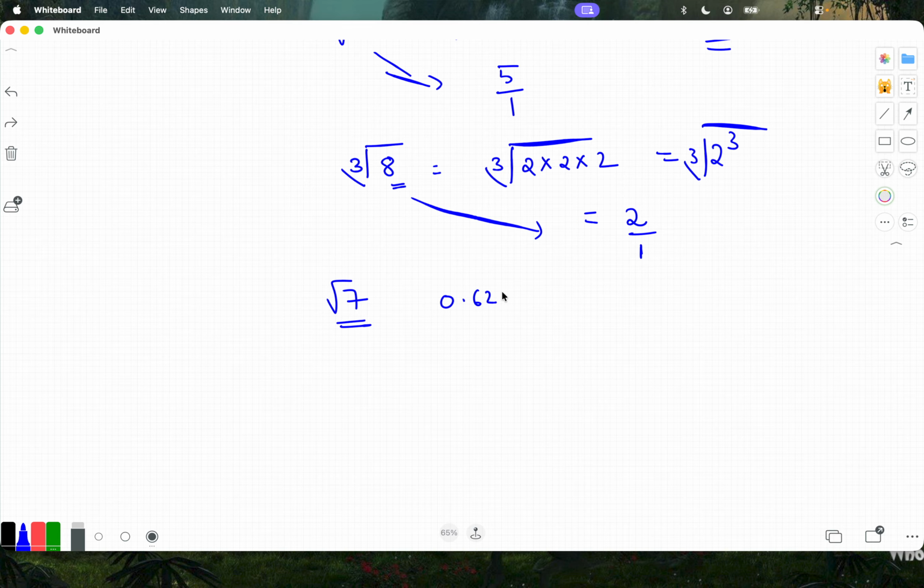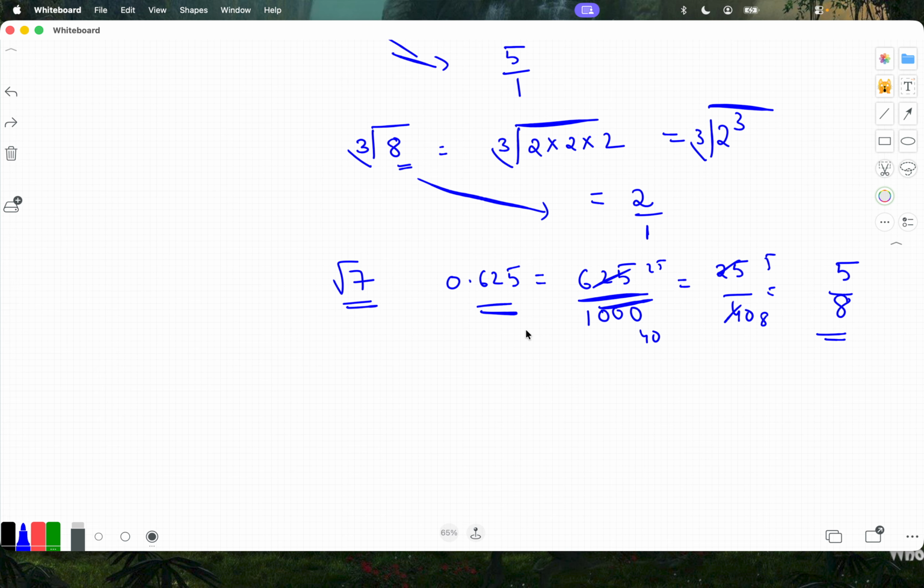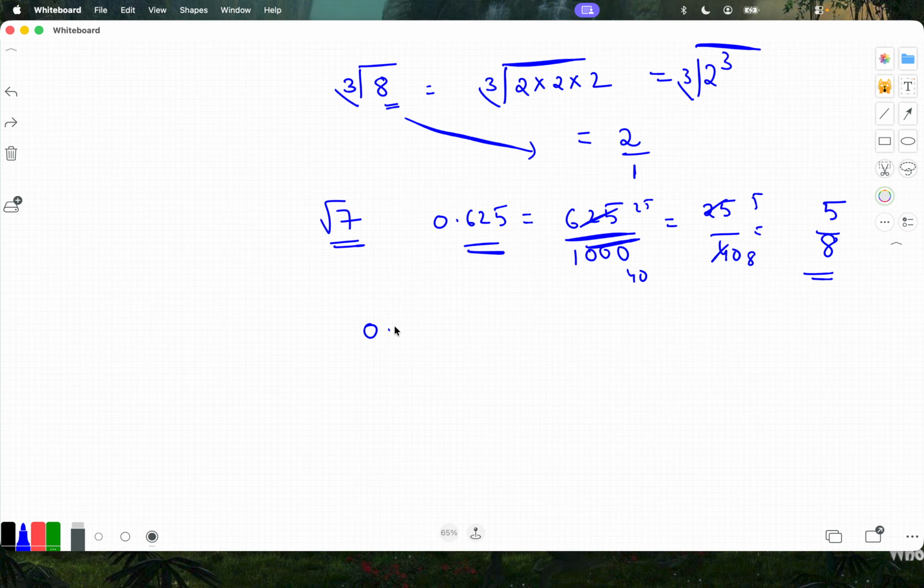Now 0.625, this can be written as 625 over 1000. You have 3 digits after the decimal, so you will write 1000. This can be simplified: 25 into 25 is 625, 25 into 40 is 1000, then 5 into 5 is 25, 5 into 8 is 40, so 5 by 8. So you can write 0.625 as a by b, that is 5 by 8. So 0.625 is also a rational number.